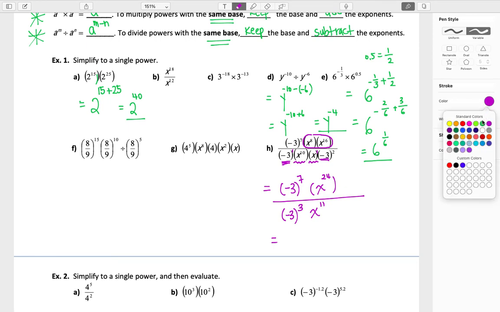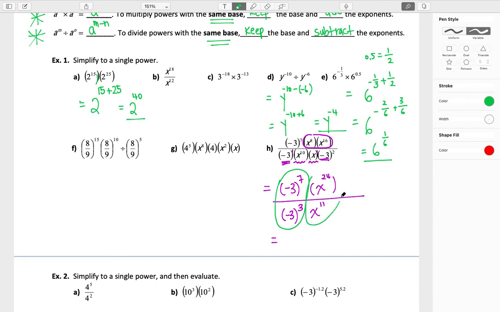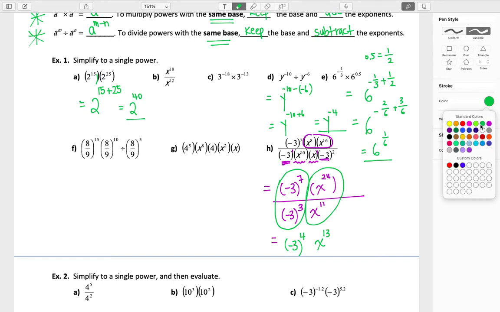And after that, we can simplify the like terms of negative 3 this way and x this way by dividing. So negative 3, 7 minus 3 is 4, and x, 24 minus 11 is 13. And that should be your final answer. Okay, so please remember to collect the like terms and simplify the numerator first and denominator, and then put it all together.